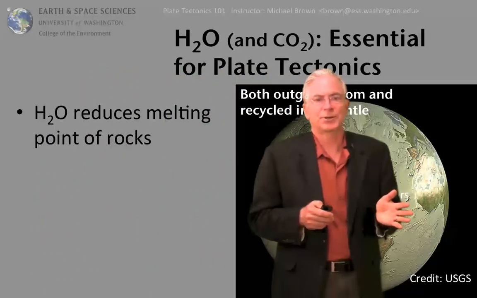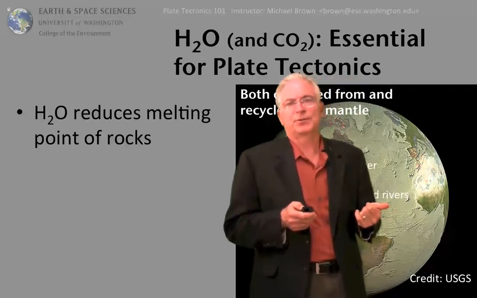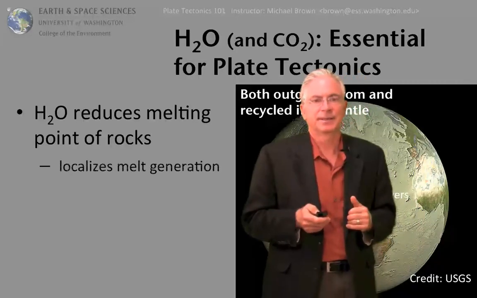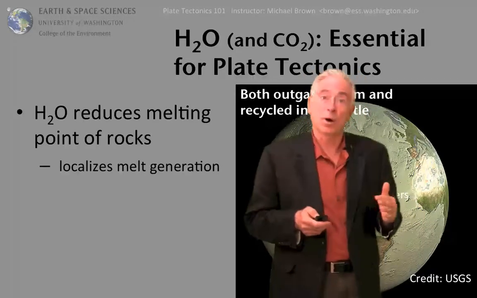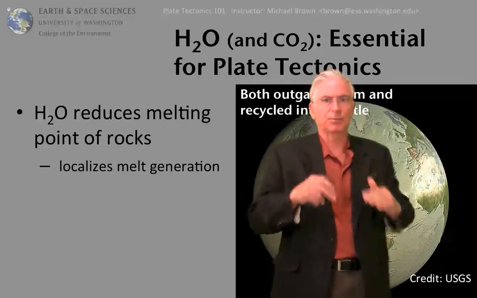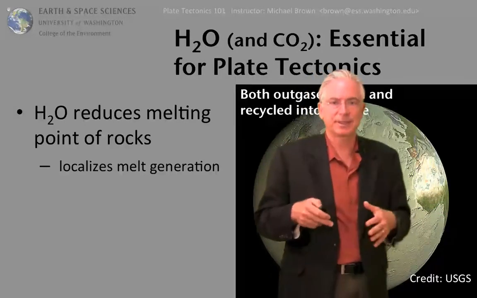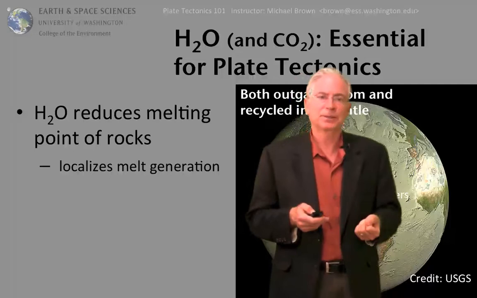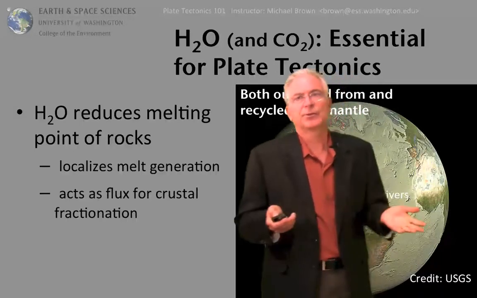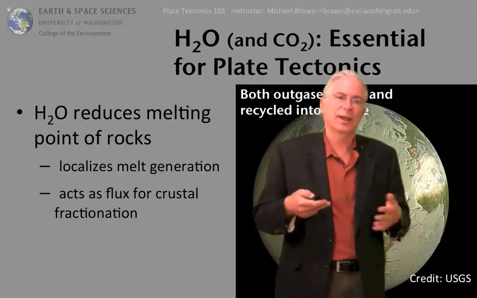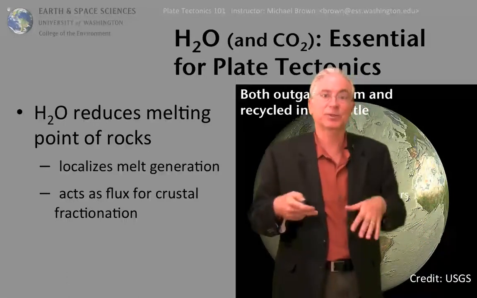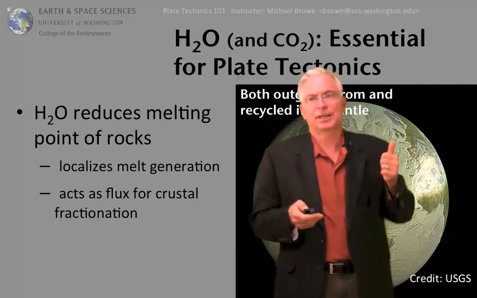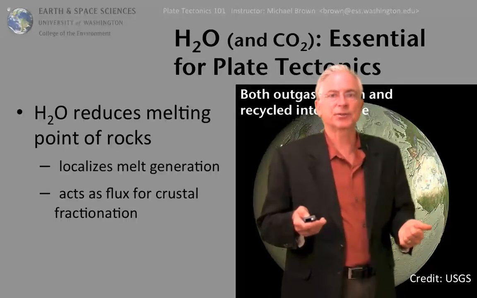Okay, so what does water do? Well, water reduces melting points of rock. You add water, it melts at hundreds of degrees lower temperature. So any place that has water, for instance, a subduction zone pulls the water in hydrous minerals and trapped water in pores back into the Earth. That localizes where melt is generated. Furthermore, water acts as a flux to aid in fractionation of chemicals to make different kinds of crust. So H2O is a reducer of melting temperature and a flux for chemical reaction.